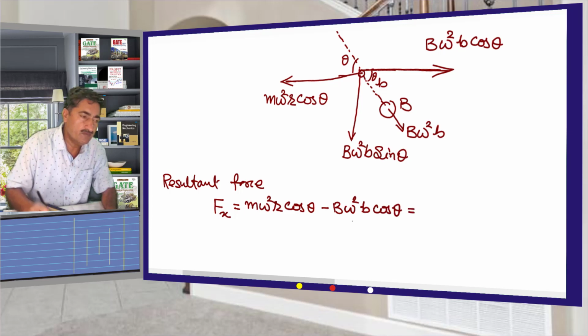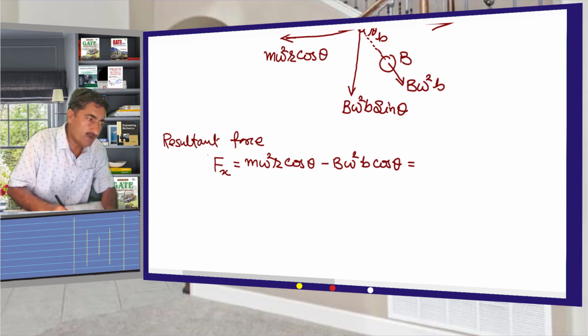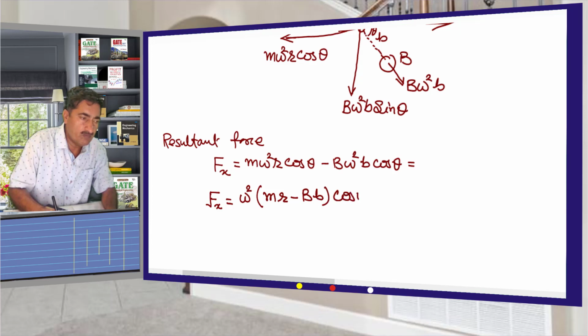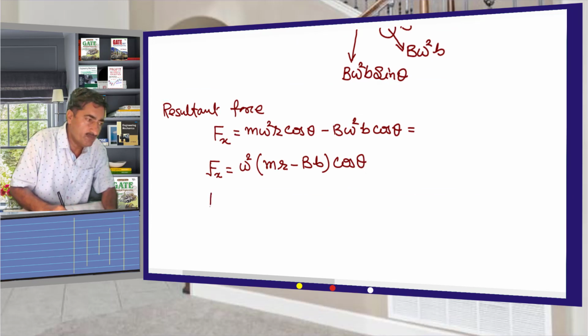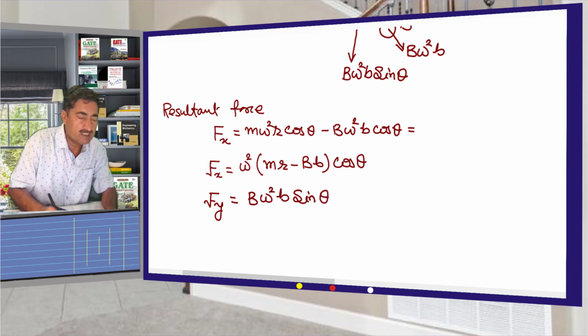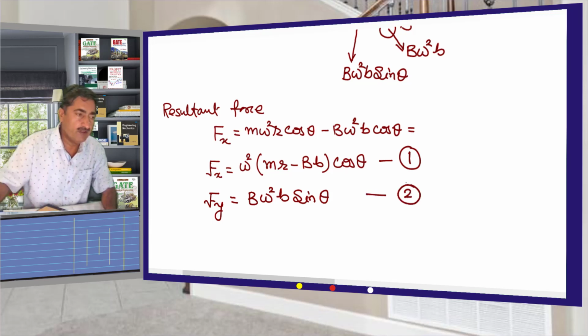or Fx equal to omega square into (mr minus Bb) cos theta, and Fy in downward direction is B omega square b sin theta. So this is Fx and this is Fy.